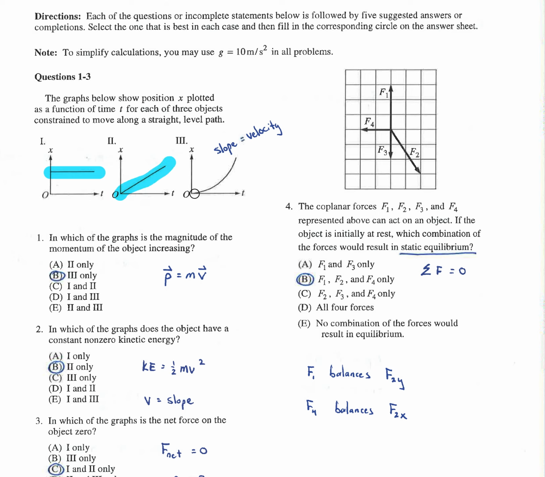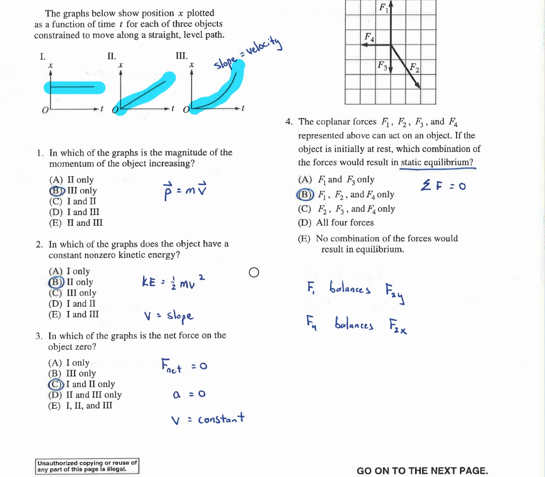This is an object moving to the right with increasing velocity. So this one has acceleration. These have zero accelerations. Okay, let's look at the first three questions. In which of the graphs is the magnitude of the momentum increasing? Momentum is mv, and so which one has an increasing velocity? Number 3, and that one also then has an increasing momentum.